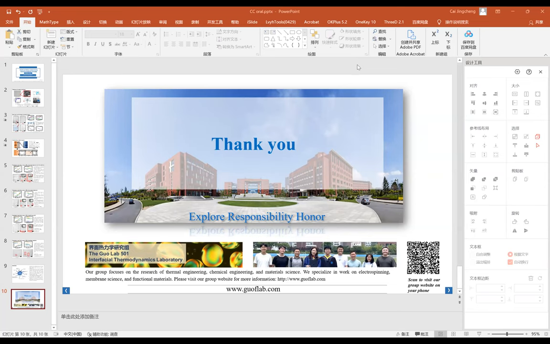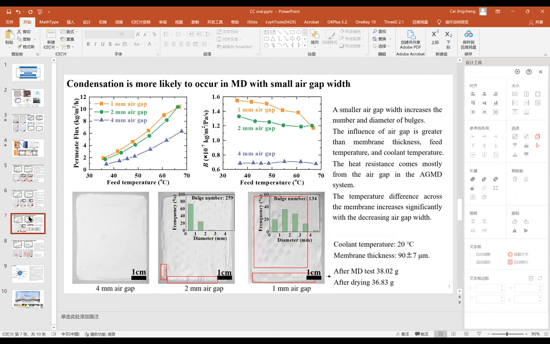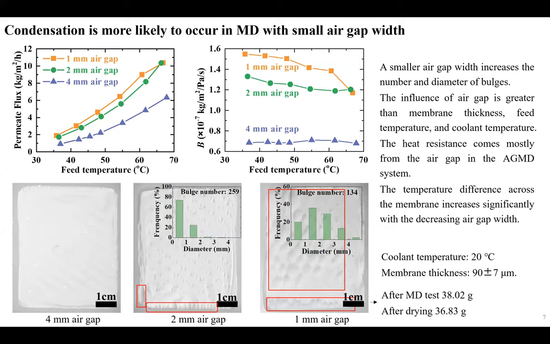So what is the relationship between increasing the air gap and the conductivity change in your permeate? By increasing the air gap, you say you can decrease the failure rate for membrane distillation, right? What is the conductivity change in the permeate if you increase the air gap? Did you also analyze that? We didn't analyze that in this work, but we did some analysis in other works, where as the air gap increases, the temperature difference across the membrane decreases significantly. Okay, all right, thank you.